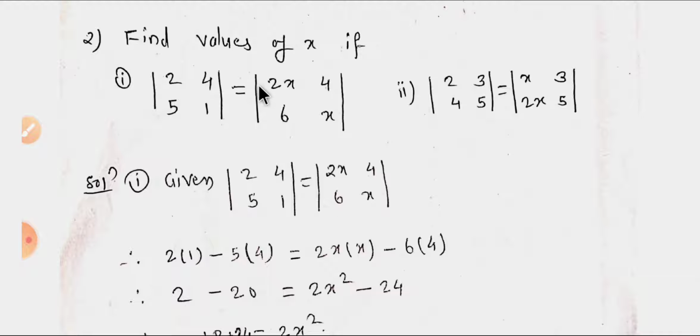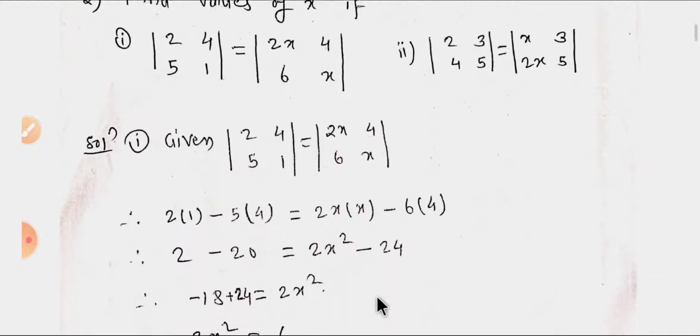Similarly, the next example: find the value of x if the determinant |2 4; 5 1| equals the determinant |2x 4; 6 x|, meaning two determinants are equal. From this we find the value of x. By cross multiplication, 2 into 1 is 2 minus 5 into 4 equals 2x into x minus 6 into 4, that is 2 minus 20 equals 2x square minus 24.